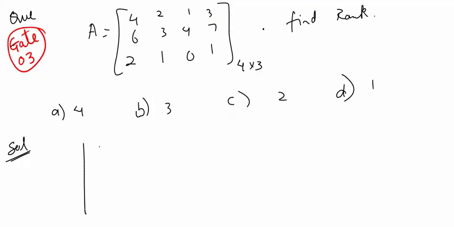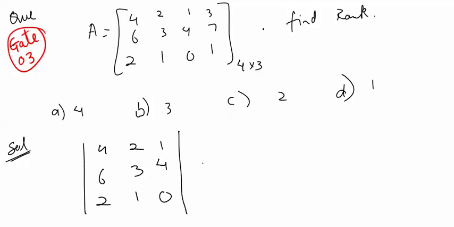You can say it can be 4, 2, 1, 6, 3, 4, 2, 1, 0. Now if the determinant is not equal to 0, if this determinant does not come out to be 0, I can definitely say the rank is 3, right? You just want the highest order determinant which is not equal to 0, that will become your rank, isn't it? So if this is not equal to 0, the rank is 3, right?